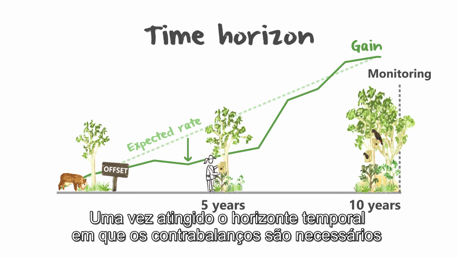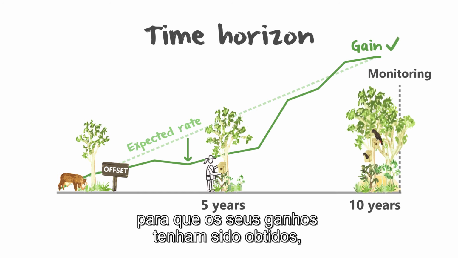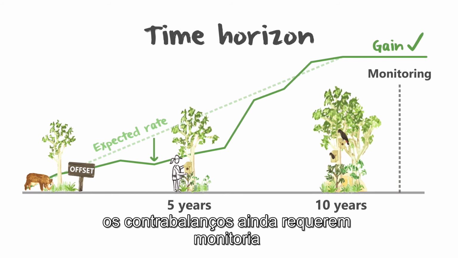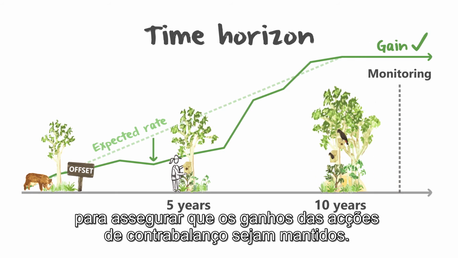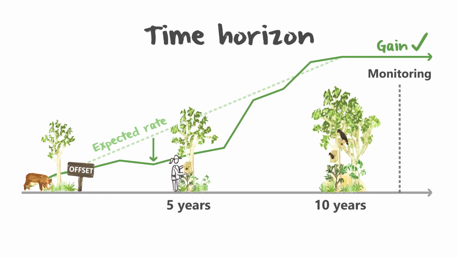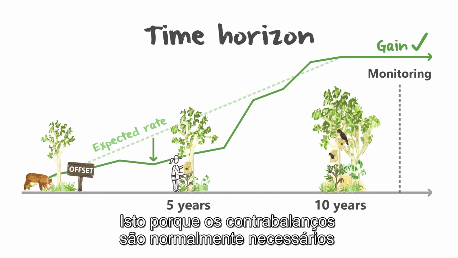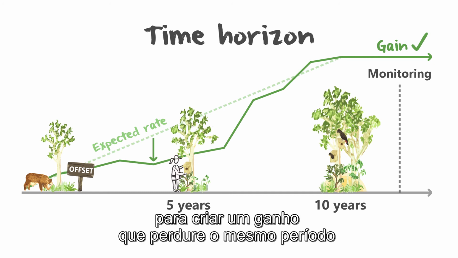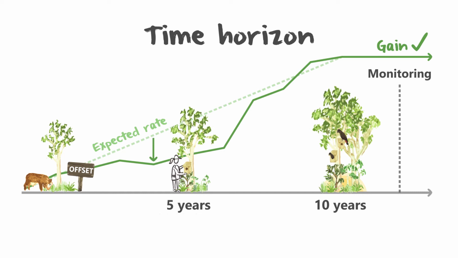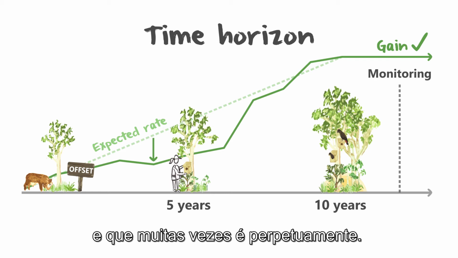Once the time horizon is reached at which the offsets are required to have delivered their gains, the offsets still require monitoring to ensure that the gains from the offset actions are maintained. This is because offsets are usually required to create a gain that lasts for the same duration as the loss they are compensating for, and that is often in perpetuity.